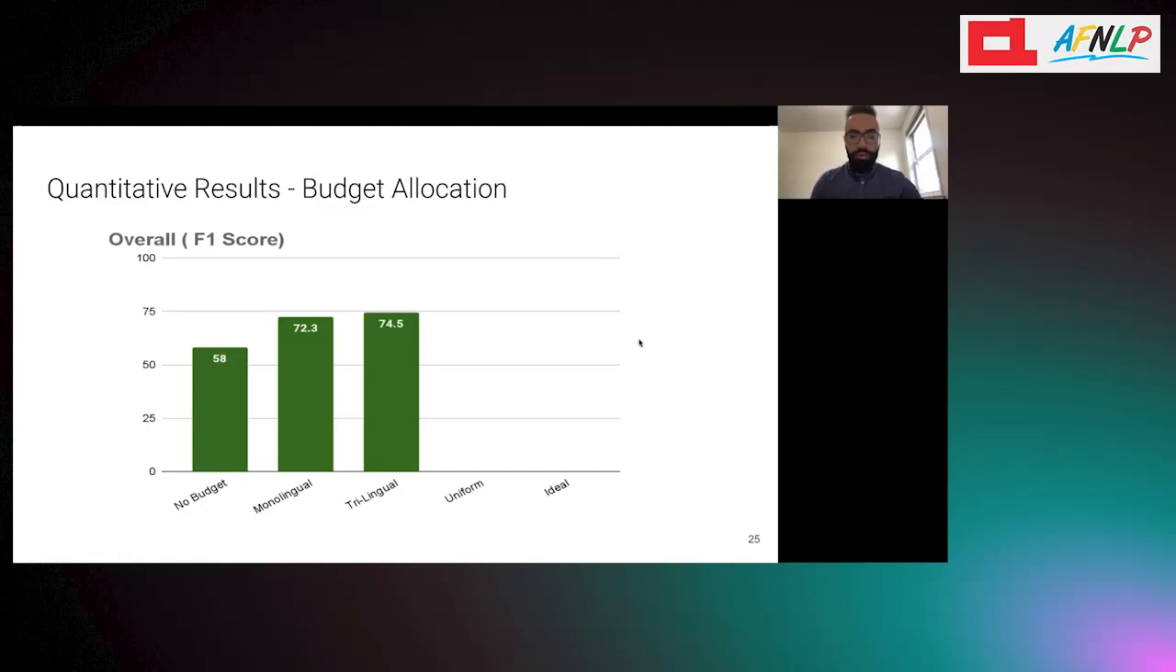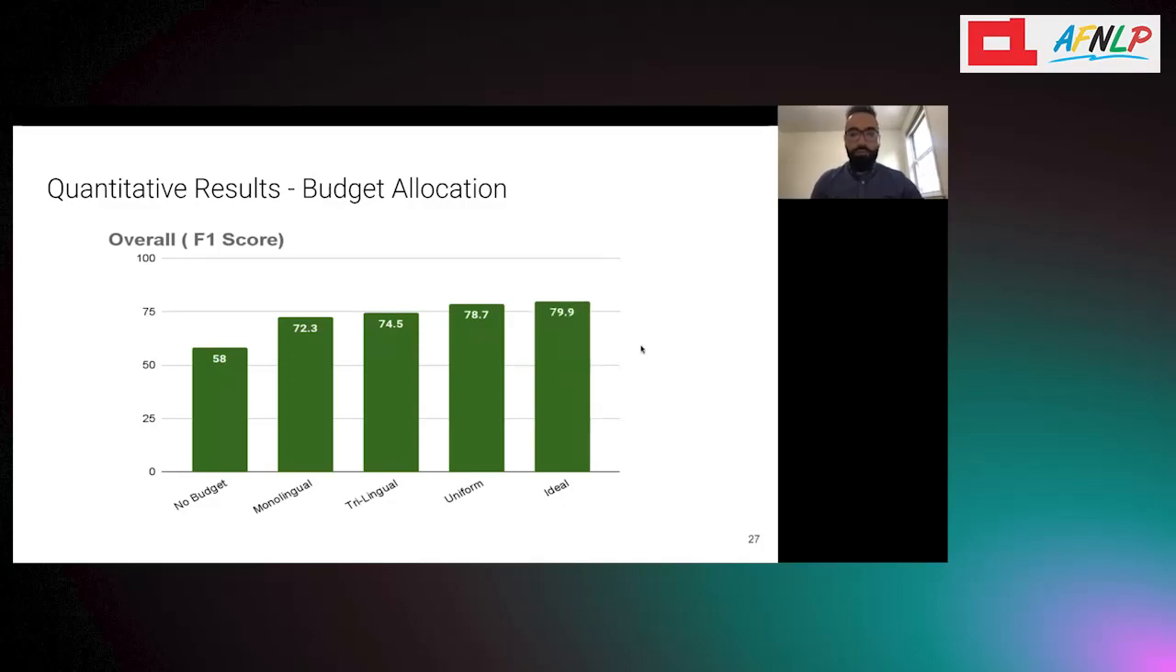And in the uniform scenario, we have allocated 500 instances to each language, and we got the highest performance and the most equitable one. And the ideal scenario is to have a maximum of 4,500 instances allocated to each language. So it's going to be very less data efficient, which is going to lead to 79.9%.